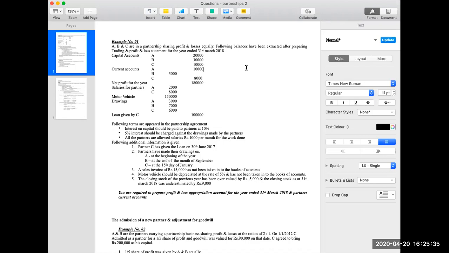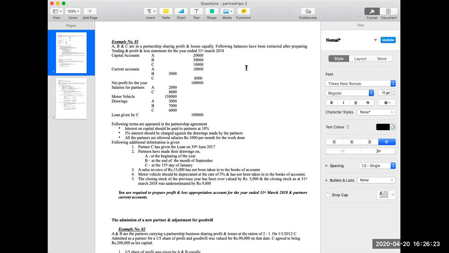It says capital account balances A, B, C, current account balances A, B, C, net profit for the year, that means the profit which is calculated from the P&L accounting profit, salaries for partners, this is also being considered in calculating the P&L, that's why it is coming here, motor vehicle, that is a fixed asset, so that is a sunk cost, drawings, loan given by C. So these figures are recorded in the P&L as expenses, and some amounts are shown in the balance sheet.